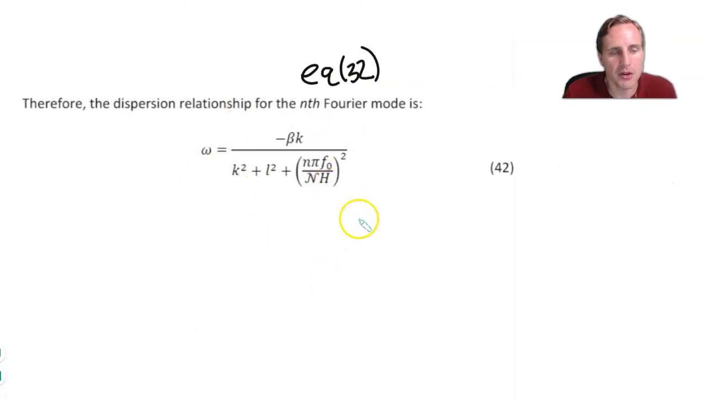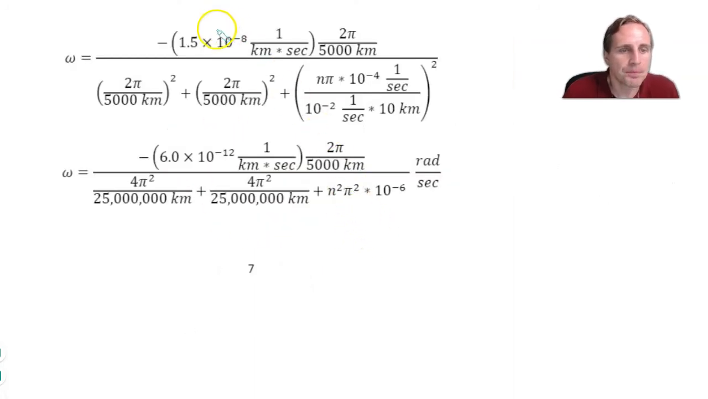Okay, so we can put all the numbers in here. So anyway, here it is. Okay, and we've got to start working all these terms out. Now notice the units do have to work themselves out here. Okay, so notice that we put all these values in here, and then we have to start working these things out. Okay, so when we square 2 pi, we get 4 pi squared. Whenever we square n pi, we get n squared pi squared.